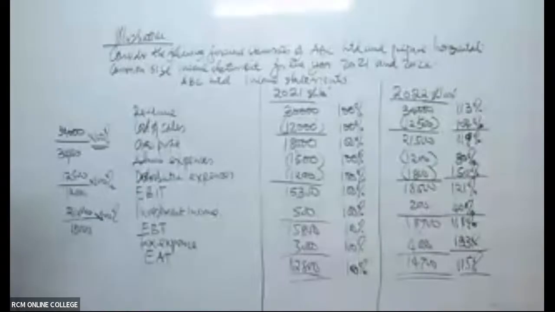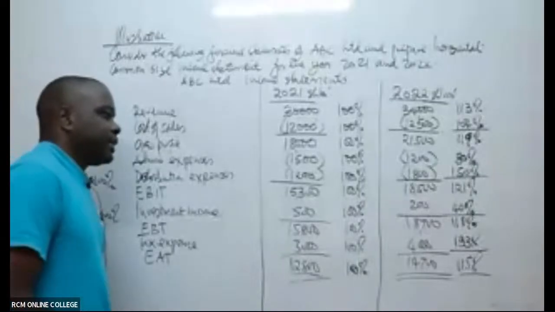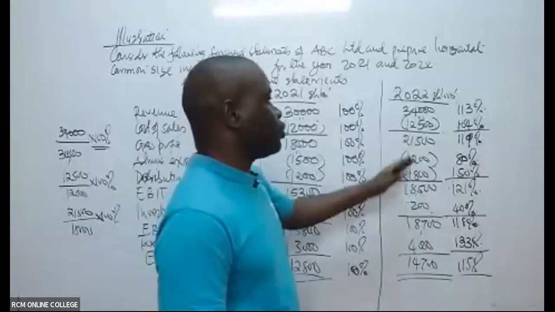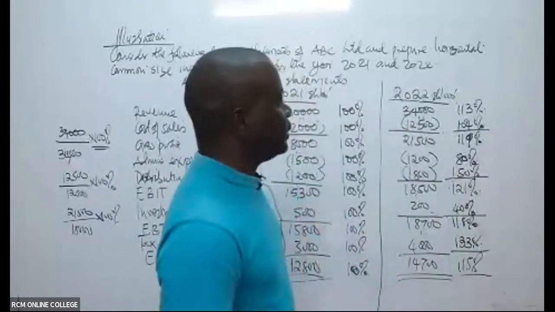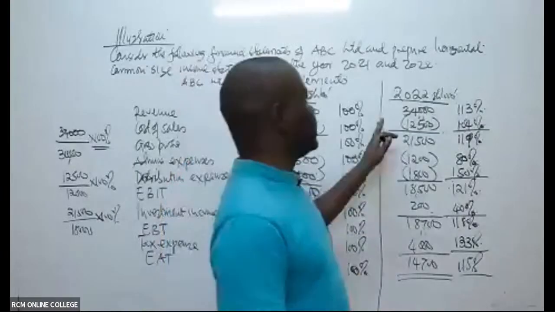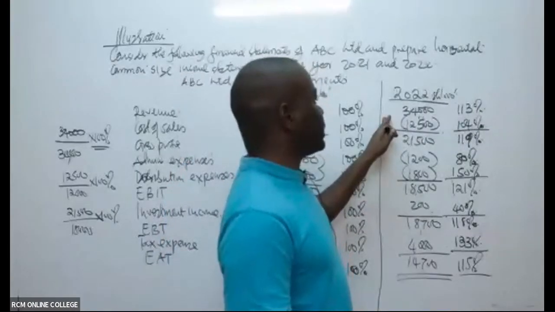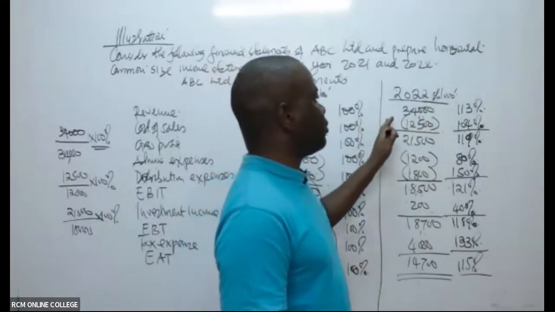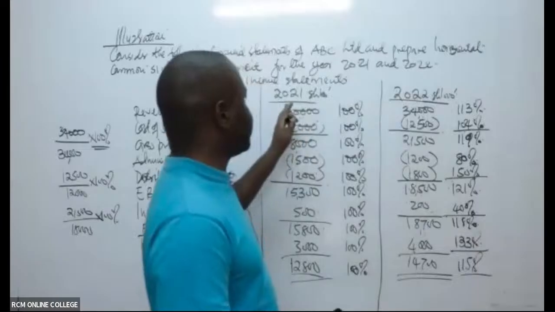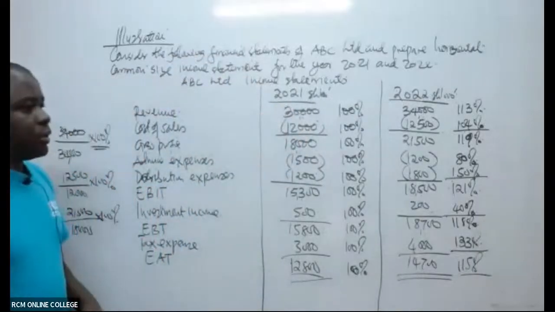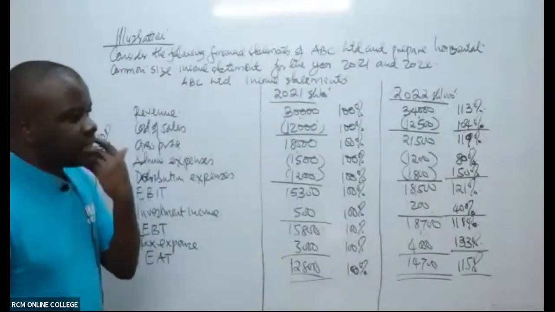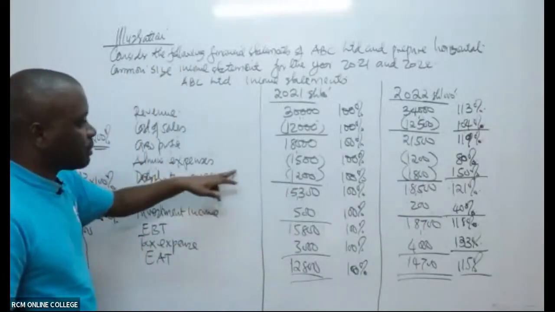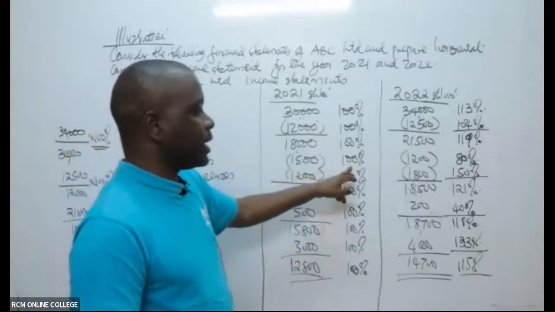So in this case, you would have been able to use 2021 as the base year, so you made it 100%. Then you compare with 2022. You can see there was an excess of 13% in terms of revenue for the year 2022 if you compare with 2021. So you can see a trend. For example, in terms of admin expenses, that declined 20% to 80%.